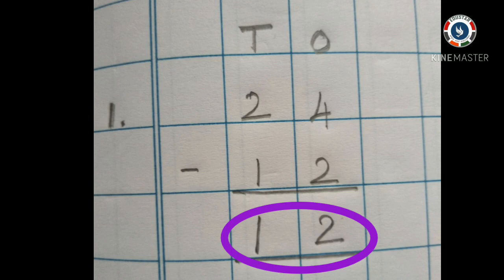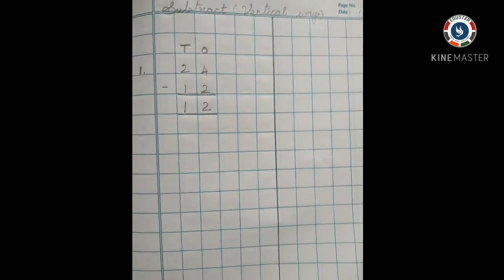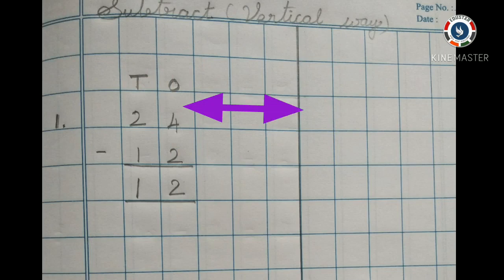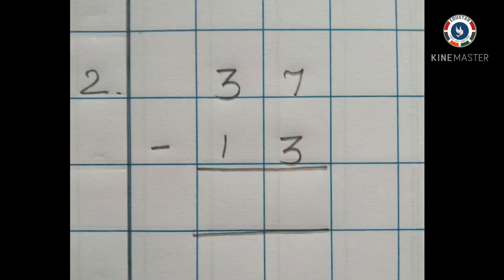After completing first sum, leave 3 boxes and draw the line in between like this. Straight to the first question, write number 2 in the margin. Then leave 1 box, write the sum 37 minus 13. Here both are 2 digits and we have written these in vertical way.